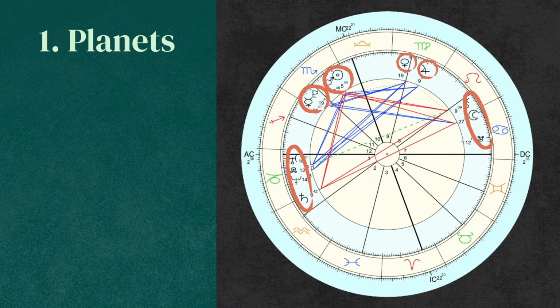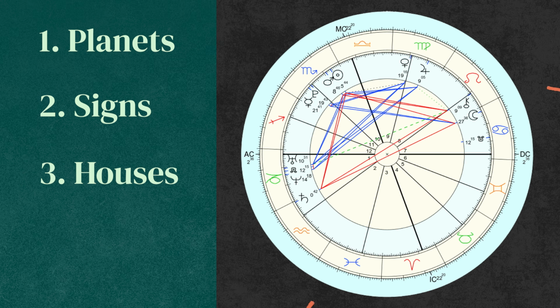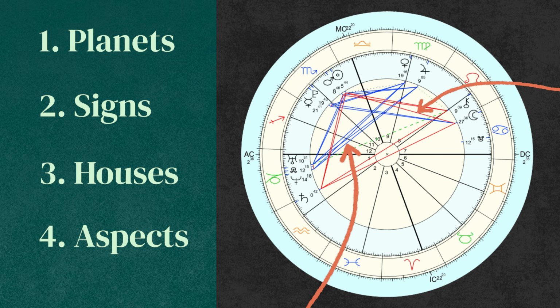You have the planets, the signs, the houses, and the aspects. Now let's break down what those 4 components are by using the metaphor of watching a play unfold.